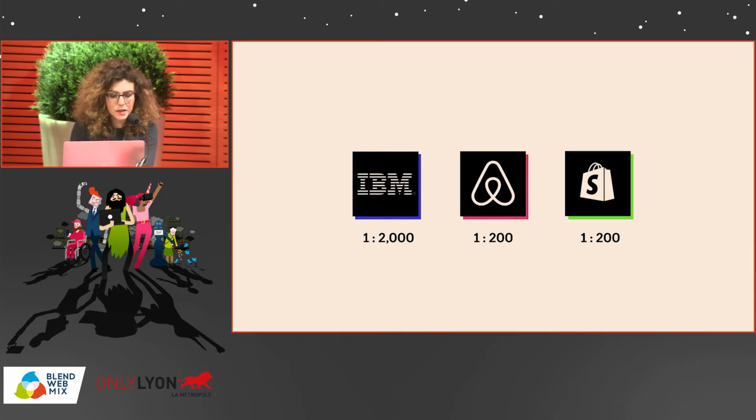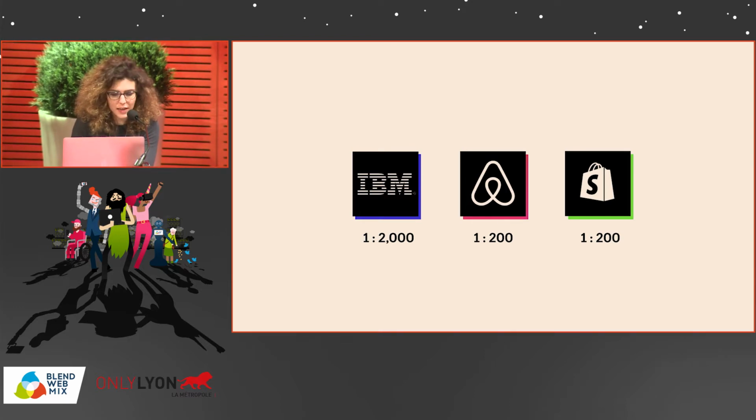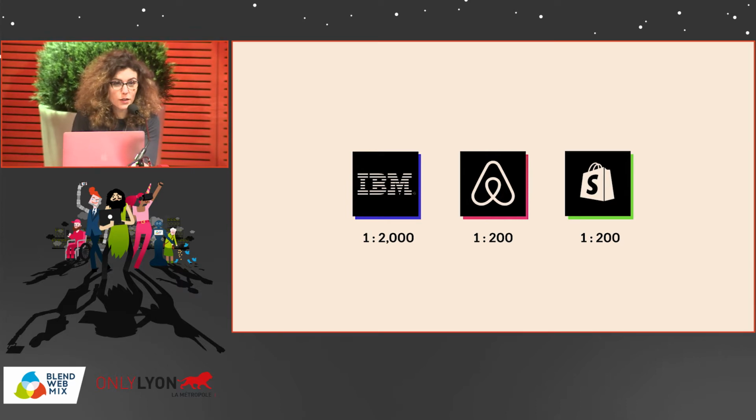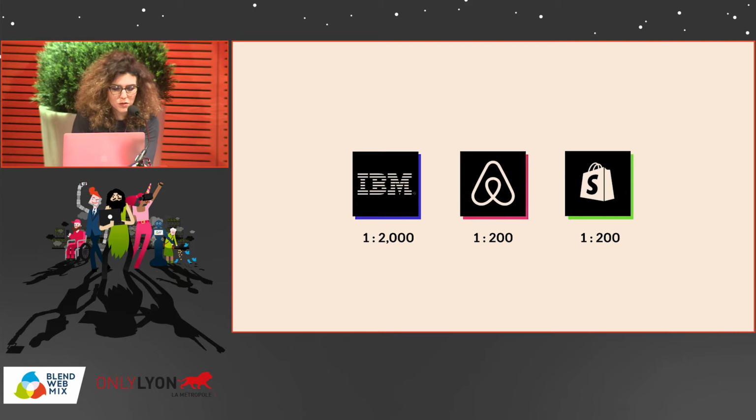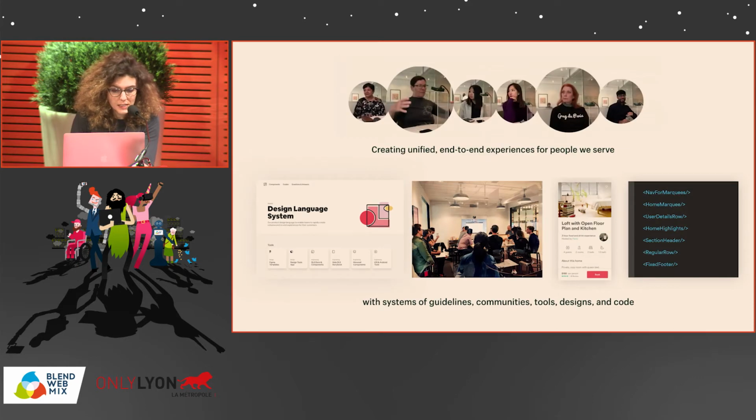And through all of these different experiences, as one of 200 or 2,000 designers, what I've learned is that design systems are really integral to the way that organizations are working and operating today, and that we actually have to start changing the ways that we work in order to be more inclusive and design unified experiences for the people that we're serving. So design language systems are a set of decisions, actually, about the ways that people create and interact with things in the world. They're made up of things like guidelines and communities, tools, design, and code that guide how people experience what we make over time.